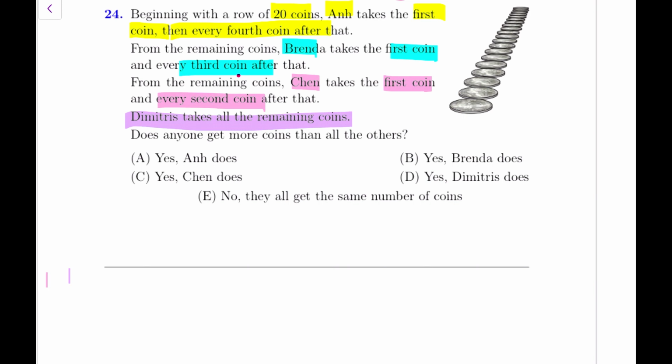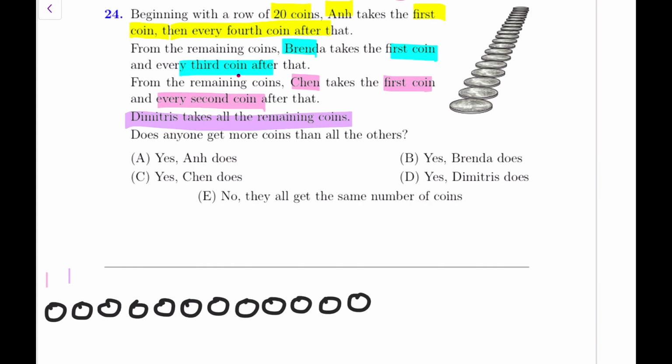Does anybody get more coins than all others? Now, for this to work out, it's very difficult to work it out in your head. It's much easier to lay out the coins in front of you, because there are just 20 coins. So I will just make 20 circles. 1, 2, 3, 4, 5, 6, 7, 8, 9, 10, 11, 12, 13, 14, 15, 16, 17, 18, 19, 20. You could have drawn just lines, tally marks, anything, but it was just 20, so I prefer drawing 20 circles for the 20 coins. Yes, there are 20 coins.